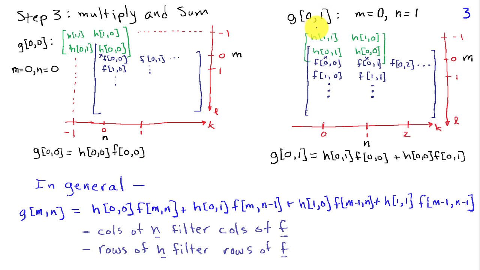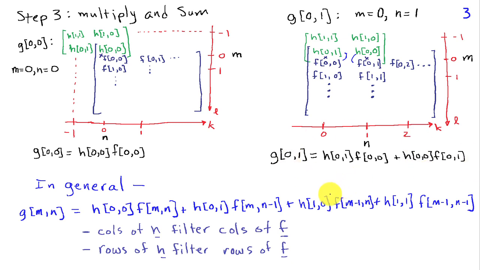Well then, if we go on to the g 0, comma 1 output, that's when m is 0 and n is 1. So now I've shifted my impulse response matrix H so that the h of 0, 0 term lines up with 1, so n is 1 on the k-axis, and m is still 0. Now I have two overlapping terms, and when I multiply these two and add them up, I get that g of 0, comma 1 is h of 0, comma 1 times f 0, 0, that's these right here, plus h of 0, 0 times f of 0, 1. So that's this product here. So that's my g of 0, 1.